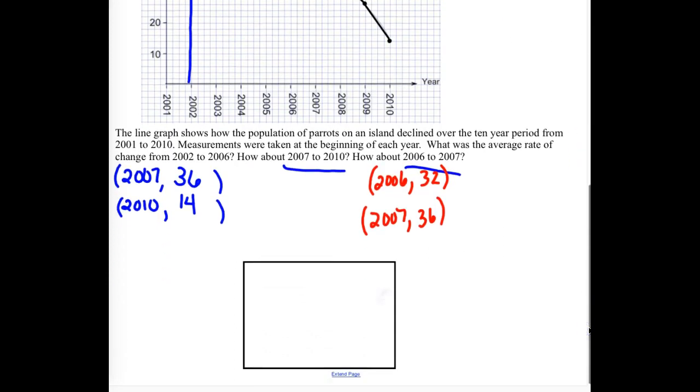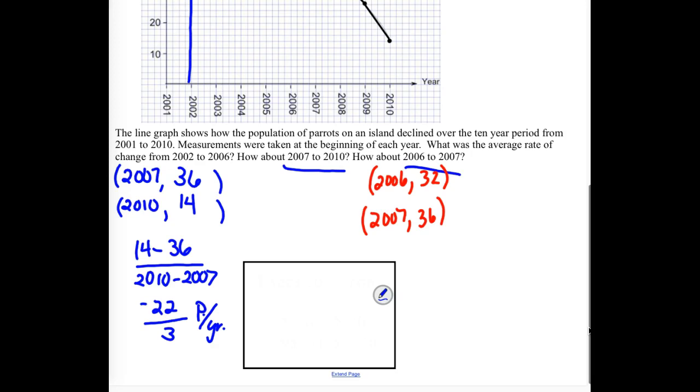All right, checking our work. If we look at the ordered pairs for 2007, our y-coordinate was 36. For 2010, our y-coordinate was 14. So again, we're looking for a rate of change. 14 minus 36 over 2010 minus 2007. So denominator becomes 3. Numerator becomes what? Negative 22. And again, parrots per year. Obviously, we can't go down a portion of a parrot. So estimate would be about negative 7. 21 divided by 3 would be 7. So we're losing about 7 a year in that time frame.